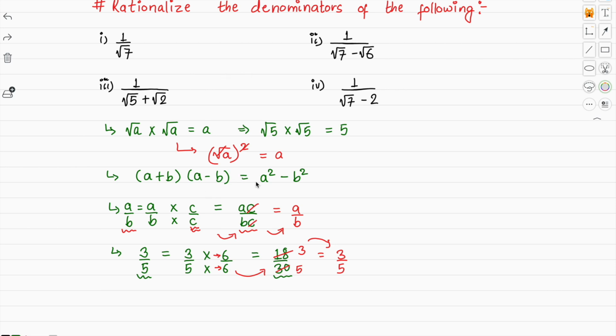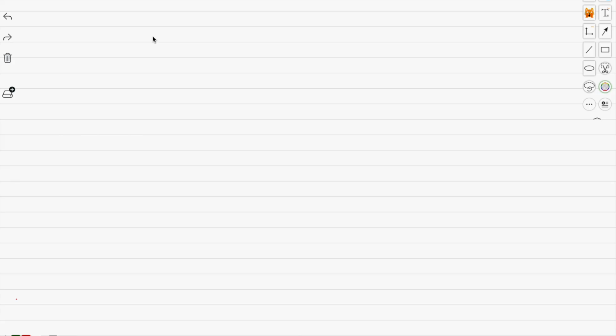So now that we know all these 3 things, let's see if we can rationalize the denominators of our questions. So let's start with our question number 1. Our question number 1 was 1 divided by root 7. Let's try to rationalize the denominator of this question. By denominator, we mean the lower part of our fraction, which is root 7.